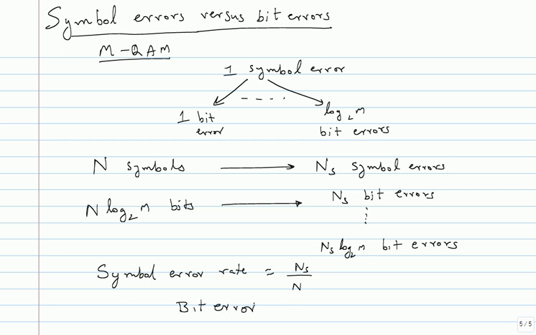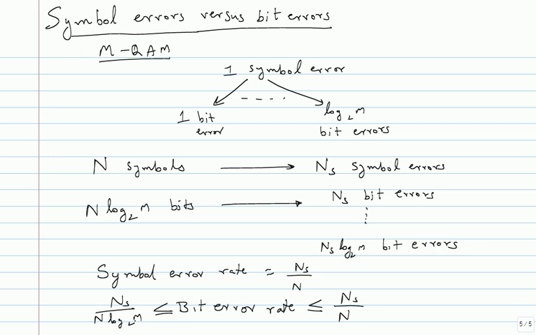Well, I can't be sure, but I can bound it. I know at worst it will be ns by n, and at best it will be ns by n log m base 2. Right? So this is very true. One can also show it very rigorously if you want. Probability of bit error is bounded between probability of symbol error and probability of symbol error divided by number of bits per symbol. Okay, so it's a very simple intuitive thing to remember.